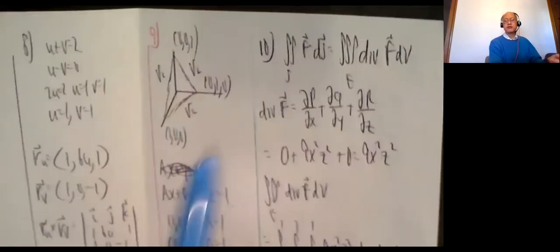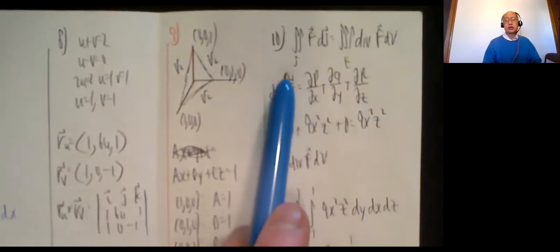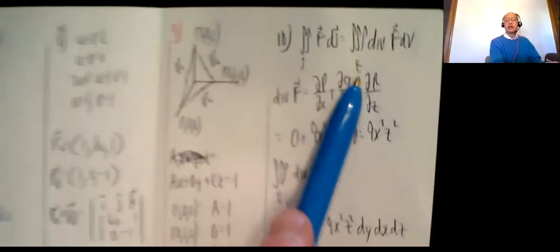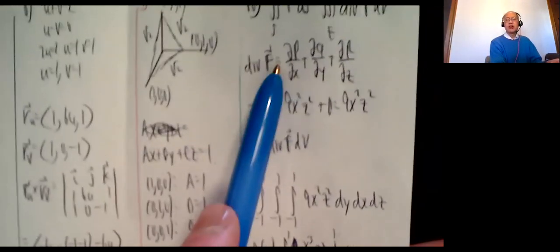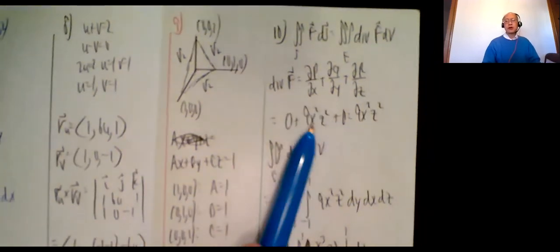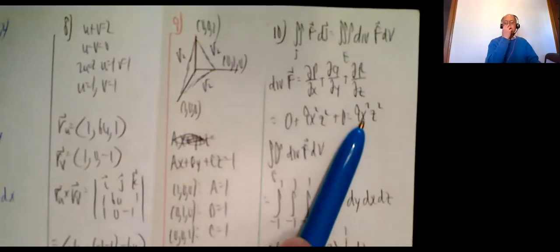So the integral of F dot dS, we don't want to do those 6 surfaces. And no, I won't make you do 6 surfaces on the final exam. Use the divergence theorem. A lot better to do the integral of div F dV. So for div F, the partial of P with respect to x came out to be 0, the partial of Q with respect to y is 9x squared z squared, and the partial of R with respect to z is 0. So I'm just going to integrate 9x squared z squared. Very nice.